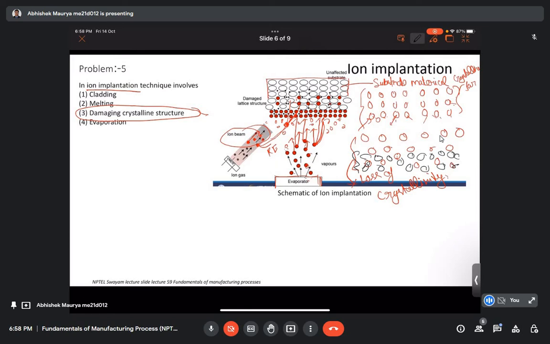This technique is also used in some semiconductor industries for doping purposes. So it is widely used in semiconductor industries. So the correct answer is damaging crystalline structure, whereas in other processes, the crystal structure of the substrate material is not changed at all.